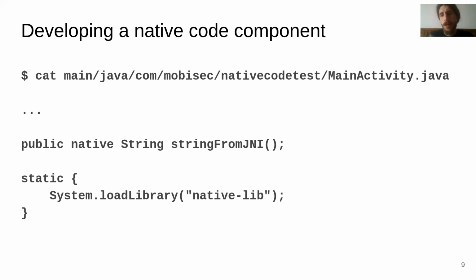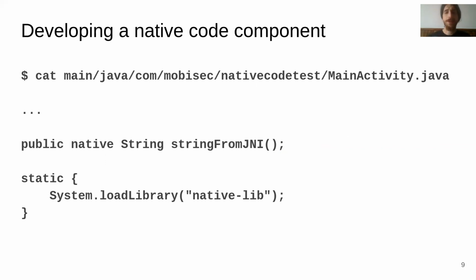Okay, the first line is saying there is going to be a method called stringFromJNI, which does not take any argument and returns a string, and it's native, which means that you're not going to find the implementation in the Java component, but you're going to be able to find it somewhere in one of these shared object libraries.